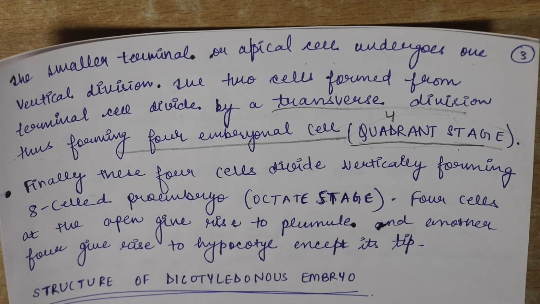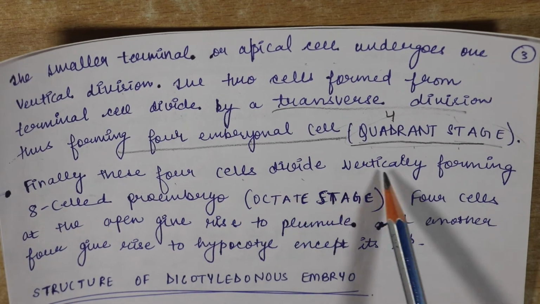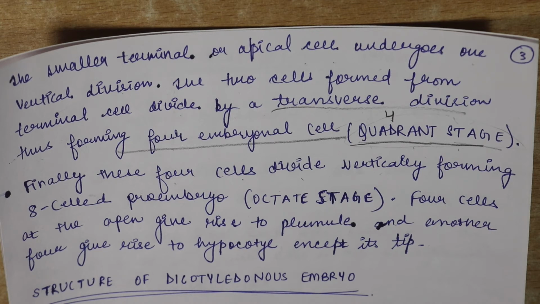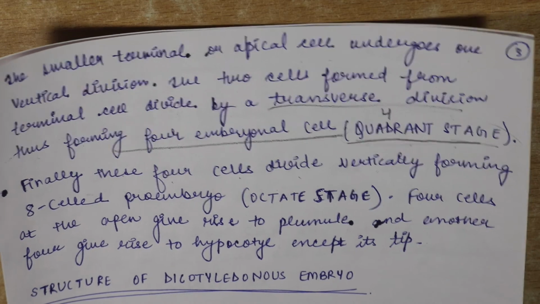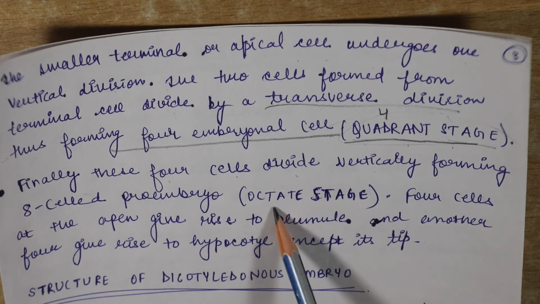Then coming up to the next point, finally these 4 cells divide vertically, forming an 8-celled proembryo, that is known as the octet stage. So what is the octet stage? When the 8-cell proembryo has been formed by the 4 cells dividing vertically, it is known as the octet stage.